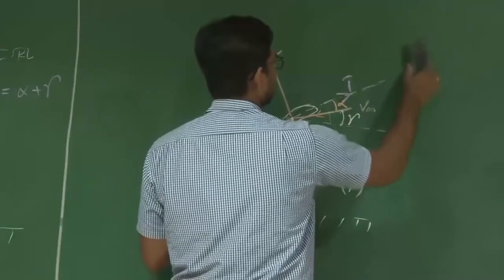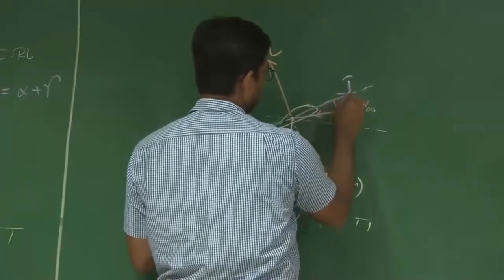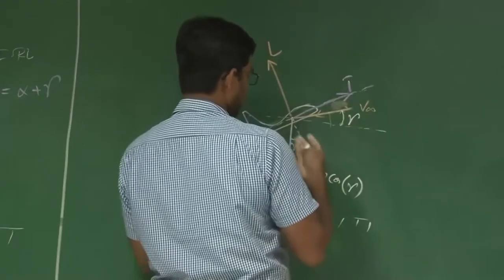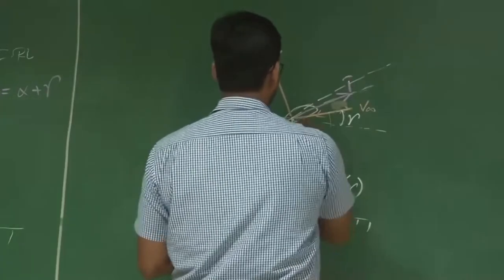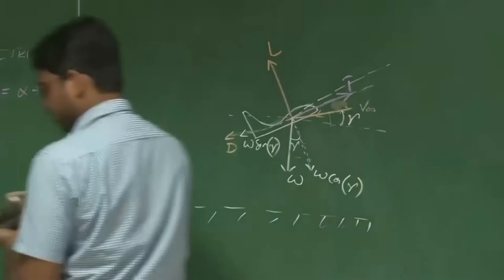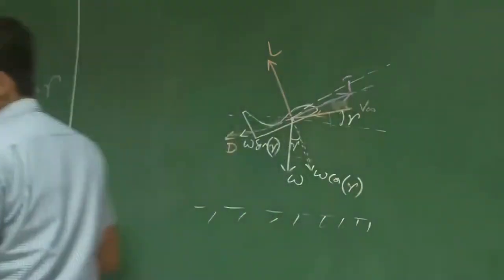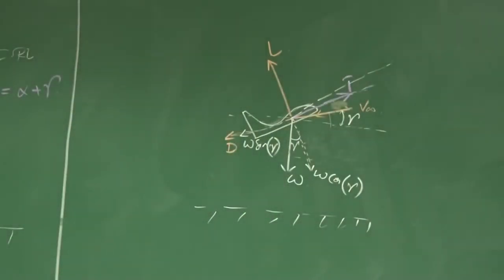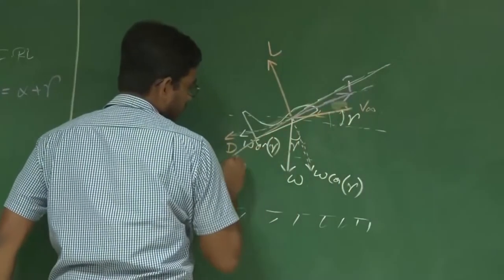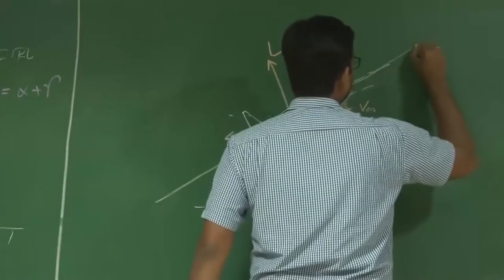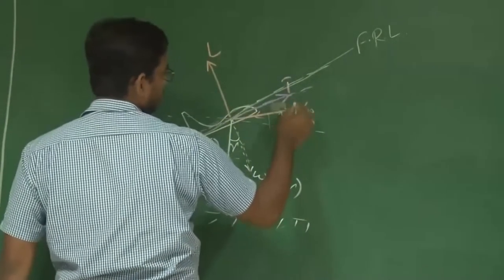So thrust is not along the FRL, right? Say this is your thrust line and this is your reference line. So let me take another chalk. This is your fuselage reference line, right? This is your FRL, right? So this thrust is misaligned.